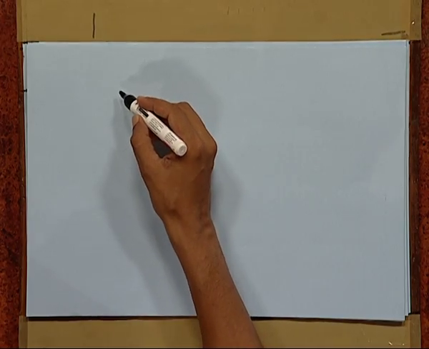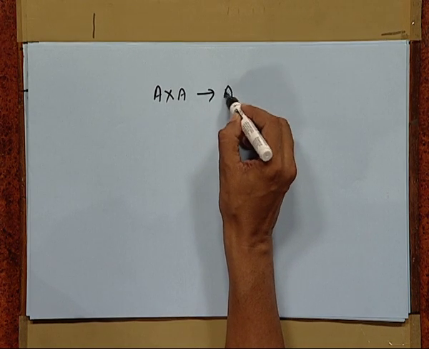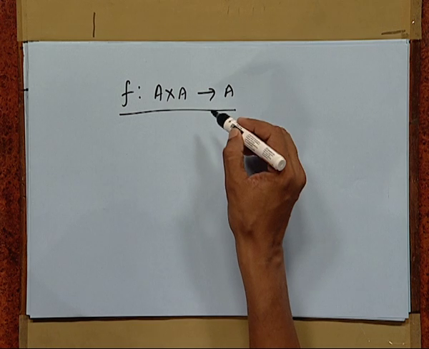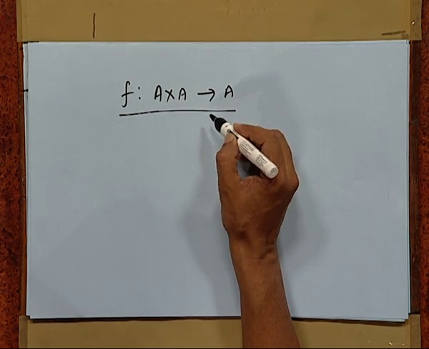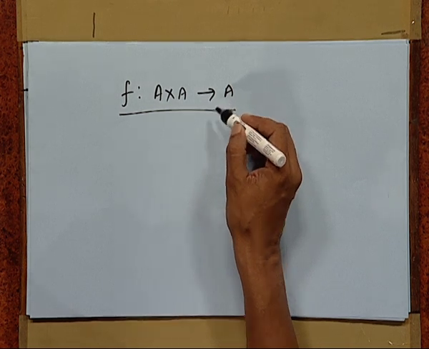What is a binary operation? A binary operation is just a function from the set A cross A to A. So, it is merely a function whose domain is A cross A and codomain is A.